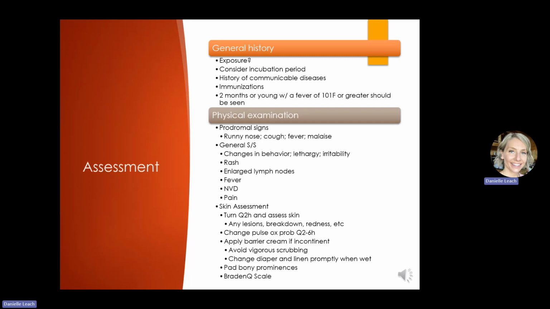Of course, do they have a fever? Are they nauseous? Are they vomiting, or do they have diarrhea? And are they in any pain?